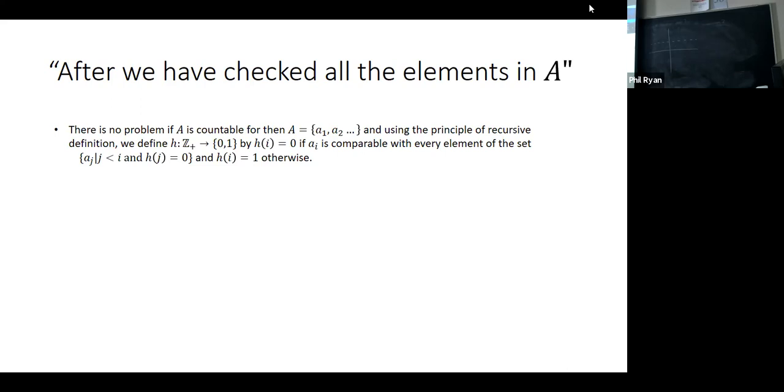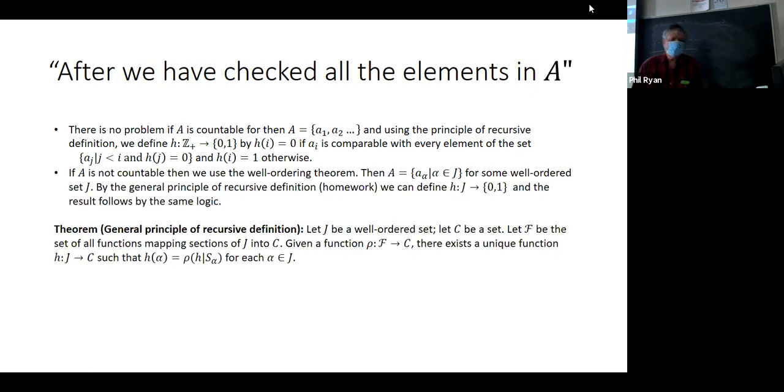And we define this recursively, where H_i equals 0 if A_i is comparable to every element of the set A_j, j less than i, and H_j equals 0, i.e. that's what we mean that we put it in the set B, and H_i equals 1 otherwise, i.e. we put it into A minus B. So this just rigorously allows us to do what we did naively before. Okay. But that's if A is countable. What happens if A is not countable?